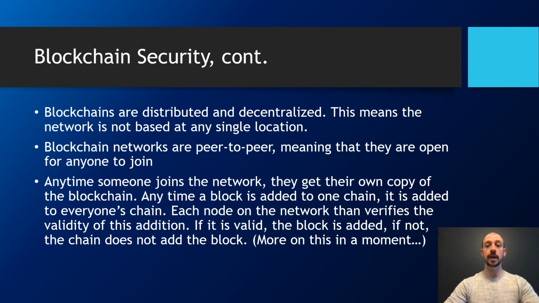Each time a new block is created, that block is then added to everyone else's chain on the network. Each node of the network then verifies the accuracy of information of the block, including information of the previous blocks, to make sure that it has not been tampered with. If all nodes verify that this is accurate, the block is then added to each blockchain.